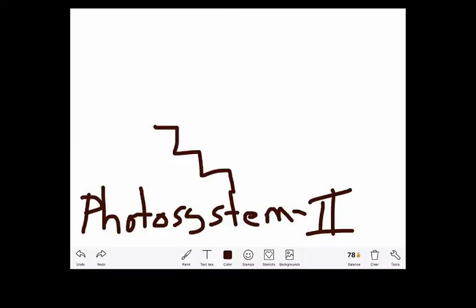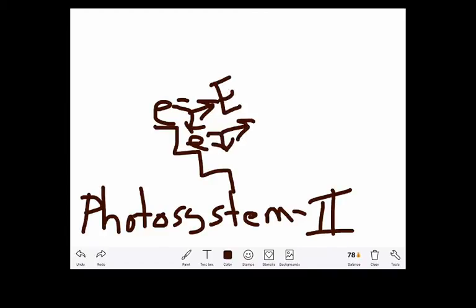As described in the previous video, electrons from the breakdown of water, the photolysis of water in photosystem 2, the P680, the non-cyclic pathway, are going to be moved through an electron transport chain on the thylakoids, releasing energy that the cell can use, in this instance, to move hydrogen ions.